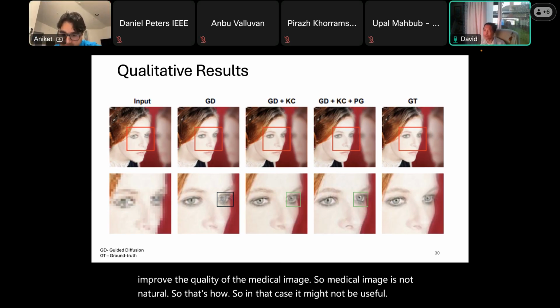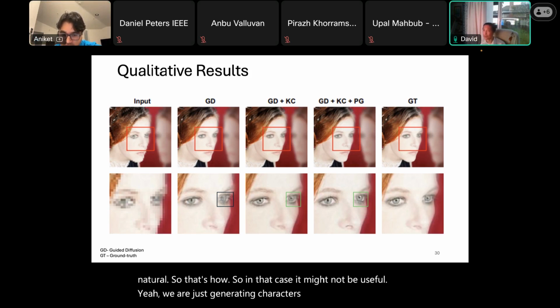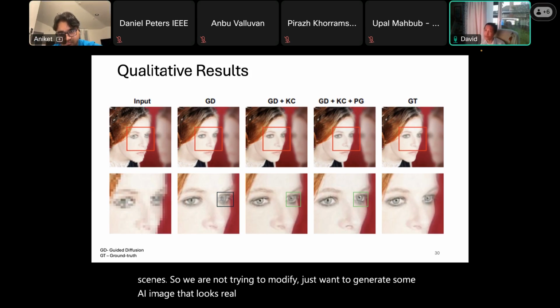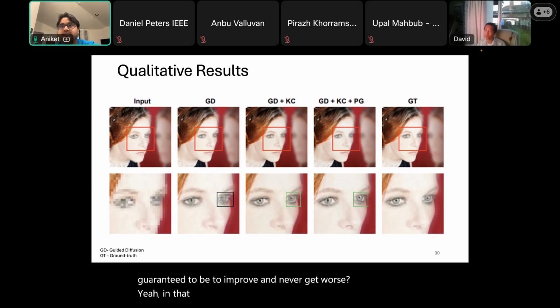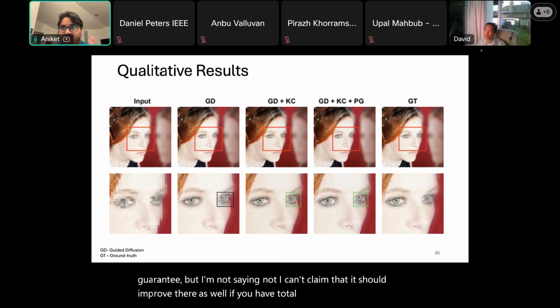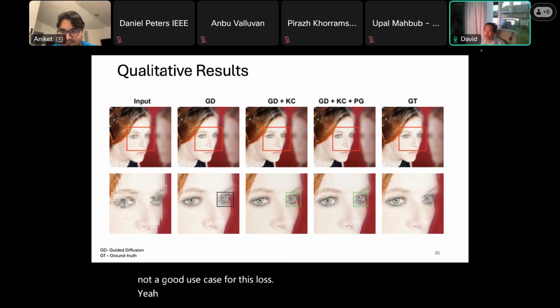Yeah, we are just generating characters, humans, natural scenes. We are not trying to modify, just want to generate some AI image that looks real. So you are saying in that situation it is always guaranteed to improve and never get worse? Yeah, in that case, not always, like in a diffusion model you can't guarantee it, but I can't claim that it should improve there as well. If you have something like Minecraft, this kind of cartoonish generation, then it is not a good use case for this loss. Yeah, we're only for real humans and natural scenes.